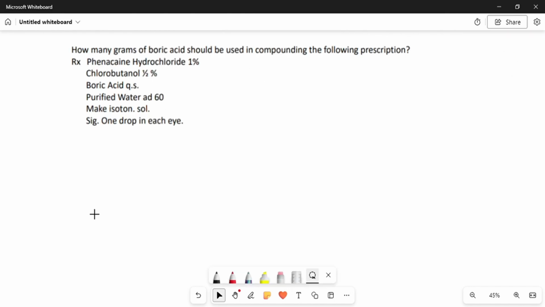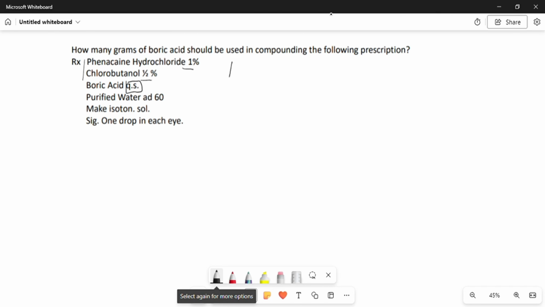So moving to problem number 4, how many grams of boric acid should be used in compounding the following prescription? As we see here, the sufficient quantity is boric acid, and it is not sodium chloride, so we will be using step 4. And the reagents here are 2, and they are both in percentage. So that's something tricky. Before we start with step 1 through step 4, we should use ratio and proportion.